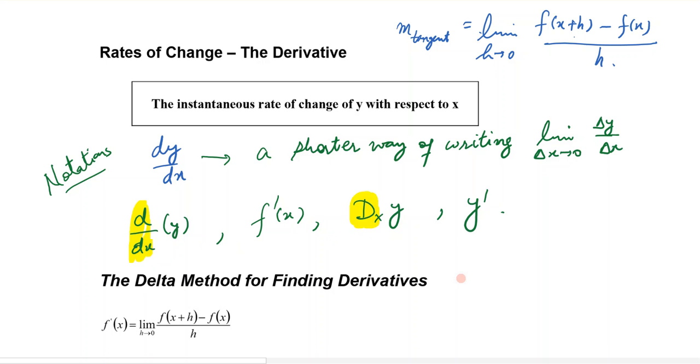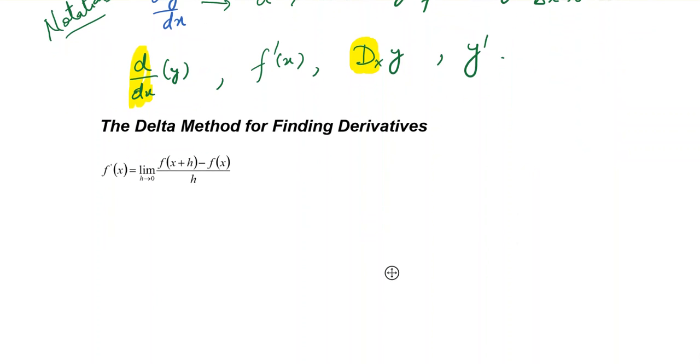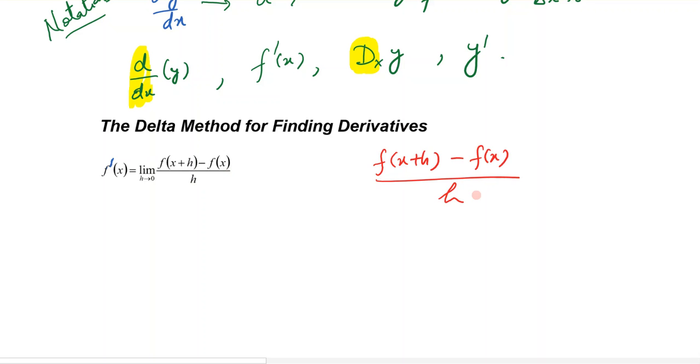So in the delta method, we're going to use the definition of derivative. So the derivative is given by f prime x equal to the limit as h approaches 0 of f of x plus h minus f of x over h. As I said earlier in the previous video, this expression, f of x plus h minus f of x over h, is called the difference quotient. Difference quotient, and I'm just going to write this as DQ.